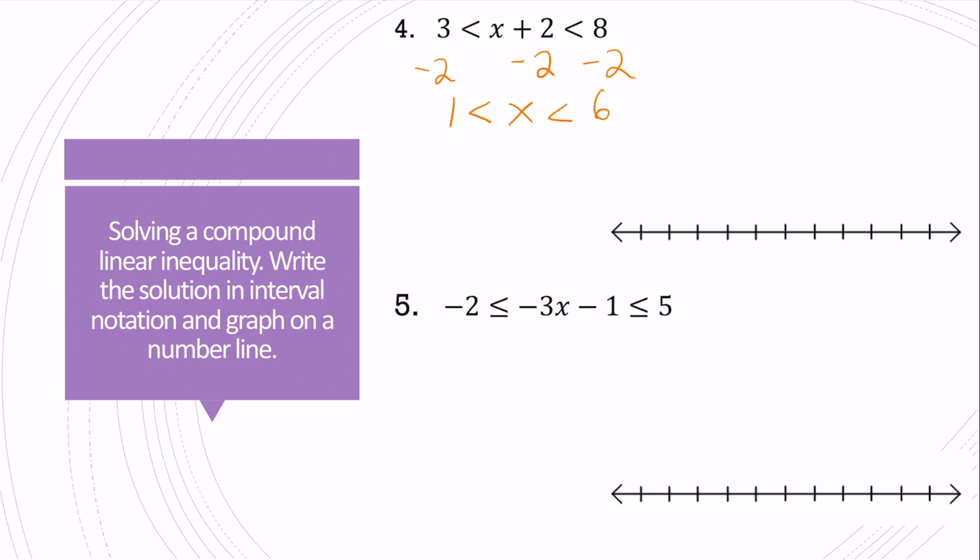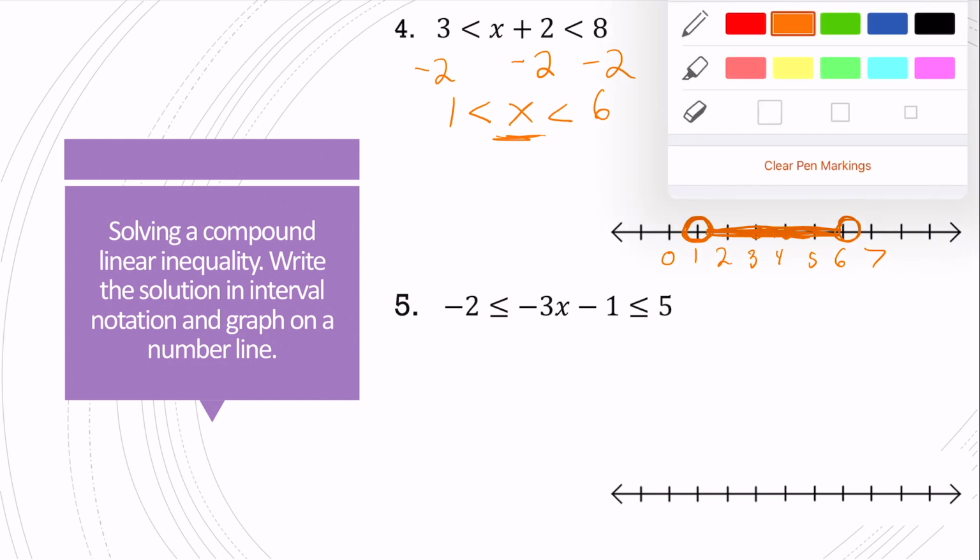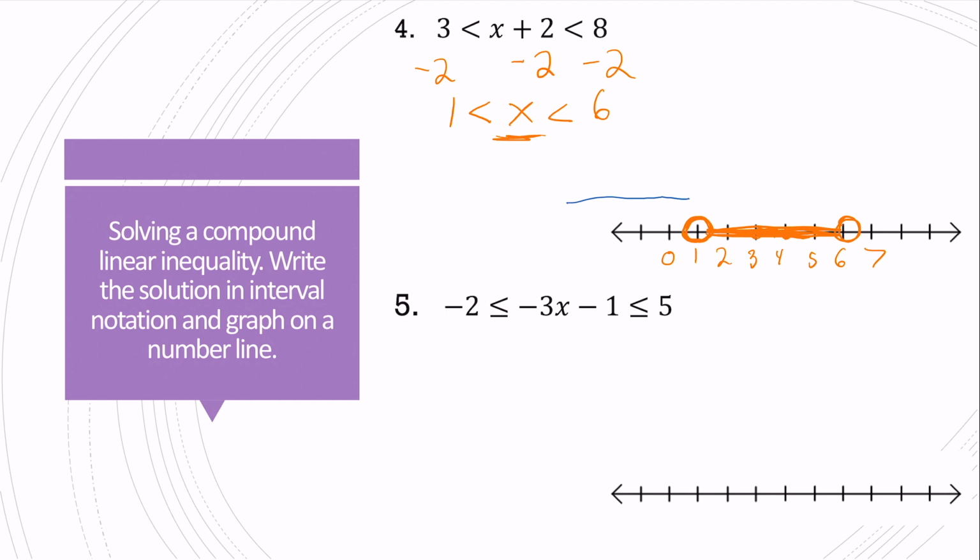How am I going to graph this? I'm so glad you asked. So my endpoints are 1 and 6. I know x has to be some number between 1 and 6, but 1 and 6 can't be included. So it could be 3, it could be 4, it could be 3 halves. So it's going to be all the numbers in between these two. And in order to write it in interval form, I'm still going to read from left to right. So coming from the left, first thing I do is I see 1, but 1's not included.